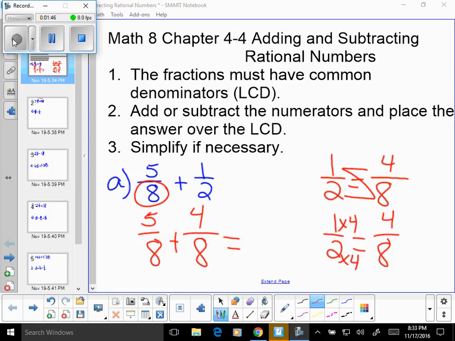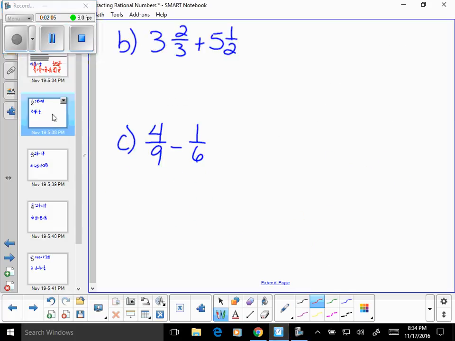Now, 5 plus 4, because I only add the numerators, and then I'm going to get that over 8, and then I'm going to have to reduce. 8 goes into 9 one time. I will get a remainder of 1 when I subtract. So that's going to be 1/8. Hit pause and do this problem, and then I'll work it here so you can see how it's done.